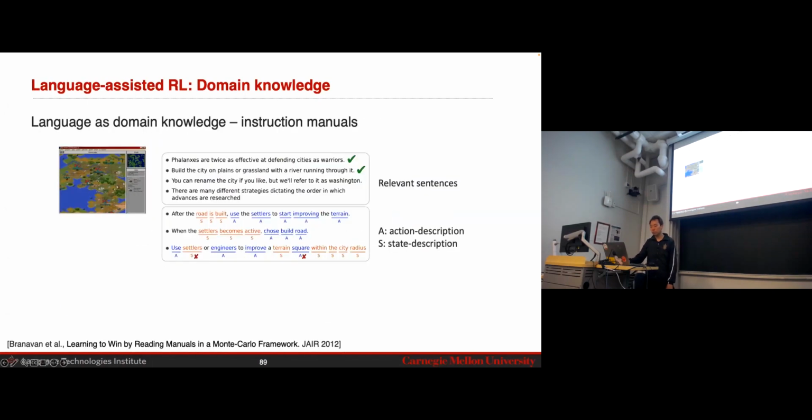Right, and then they essentially build a model that first picked up the relevant sentences, identified them into state and action descriptions, and again, used this for the rewards, right? Use this to shape the rewards that you otherwise wouldn't normally.